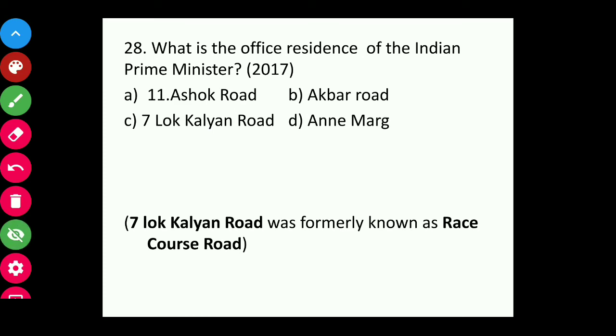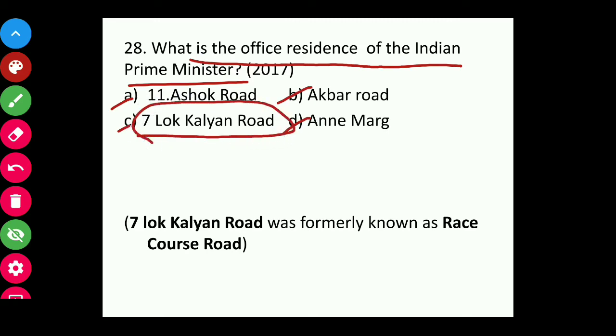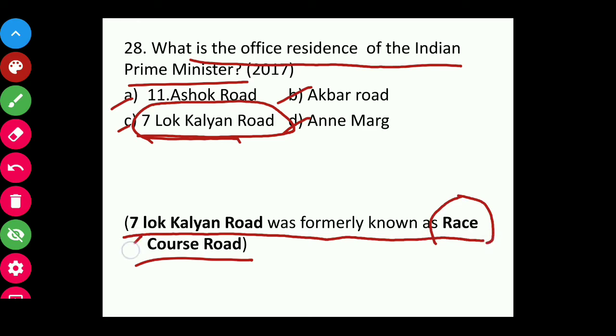28. What is the office residence of the Indian Prime Minister? A. Ashoka Road. B. Akbar Road. C. 7 Lok Kalyan Road. D. Any of these. So the answer is 7 Lok Kalyan Road. The office residence of the Indian Prime Minister is 7 Lok Kalyan Road. It was formerly known as Race Course Road, but it was changed recently to 7 Lok Kalyan Road.